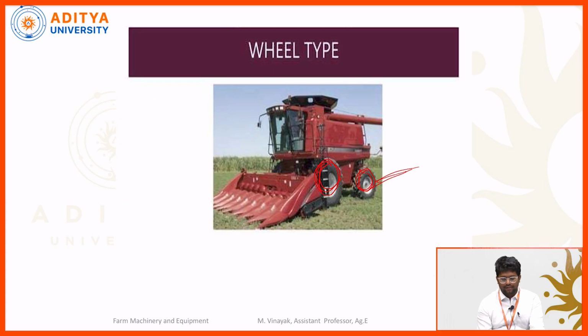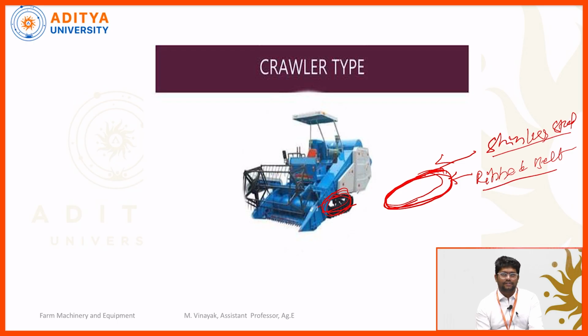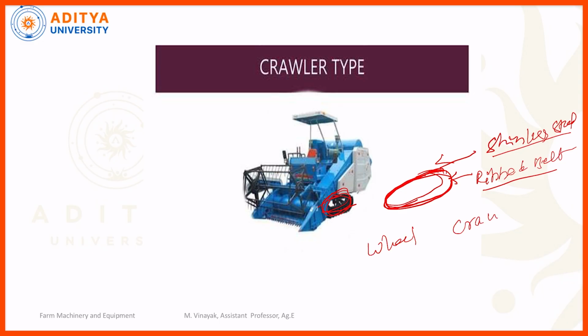Here the motion is through wheels. Here the motion is through an endless crawler belt. It will be made of stainless steel, or ribbed belts can also be used. This one is stainless steel. So this belt may be either stainless steel or ribbed belts. So here is the main difference in the type of movement. First one is the wheel type, second one is the crawler type.